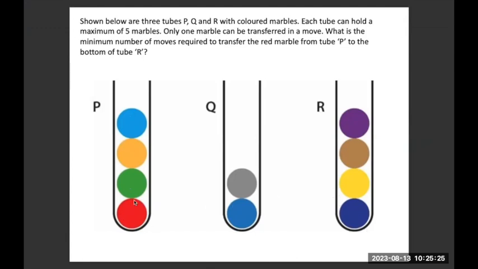There are marbles kept in 3 test tubes. Each test tube can accommodate 5 marbles. You have to transfer the red marble in the P test tube to the bottom of the R test tube, that is here. This R marble that you see here, its position has to come here. We need it in this position. And no test tube can have more than 5 things.